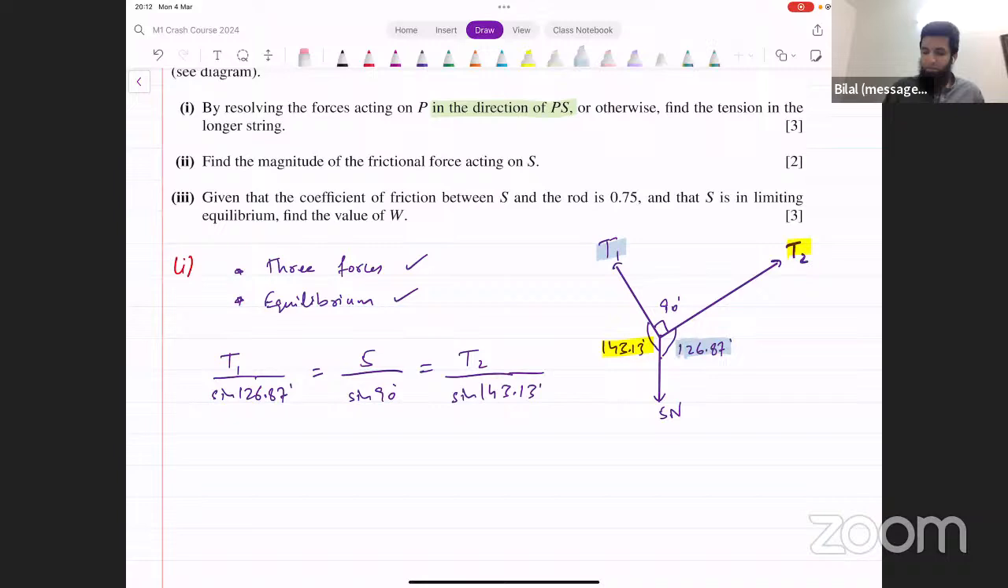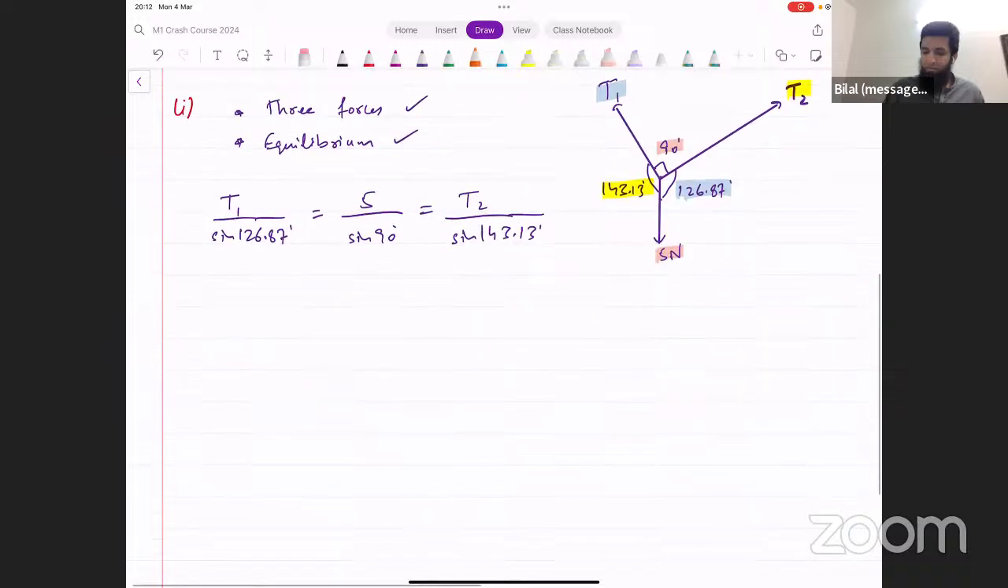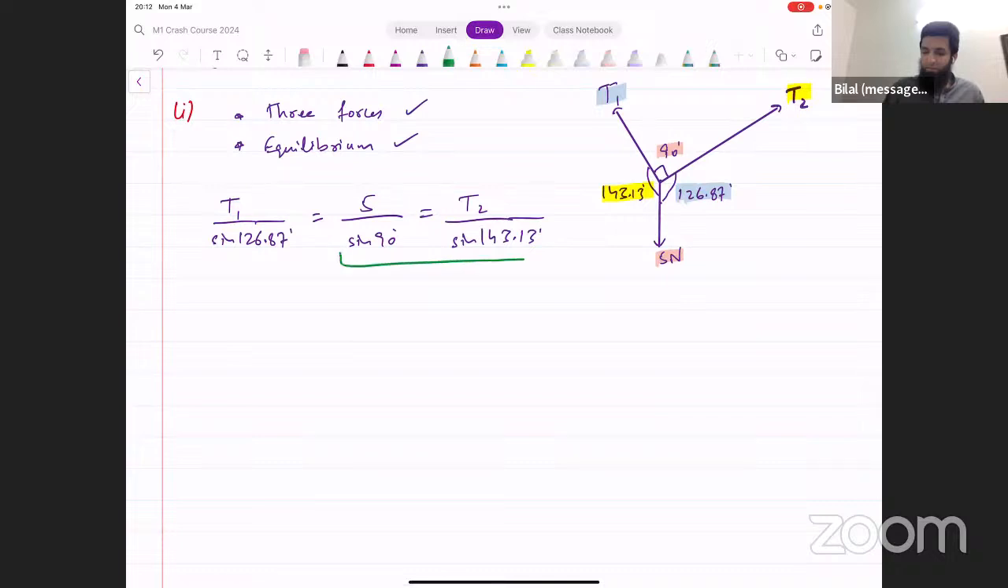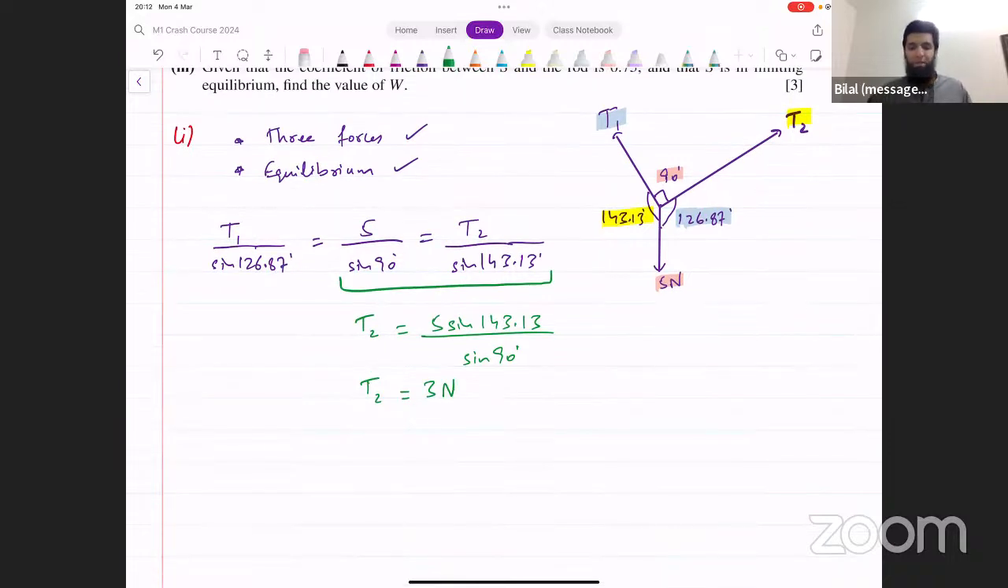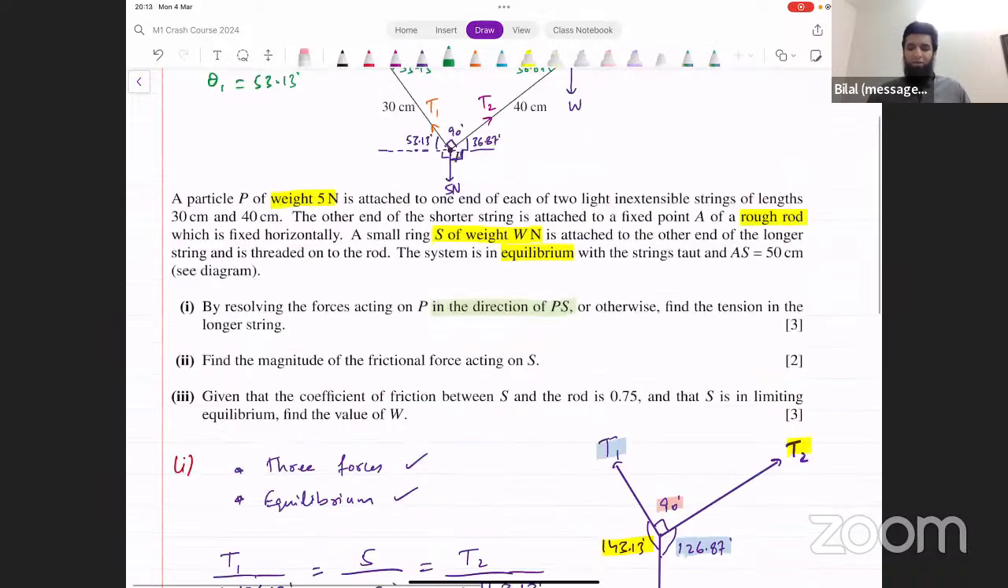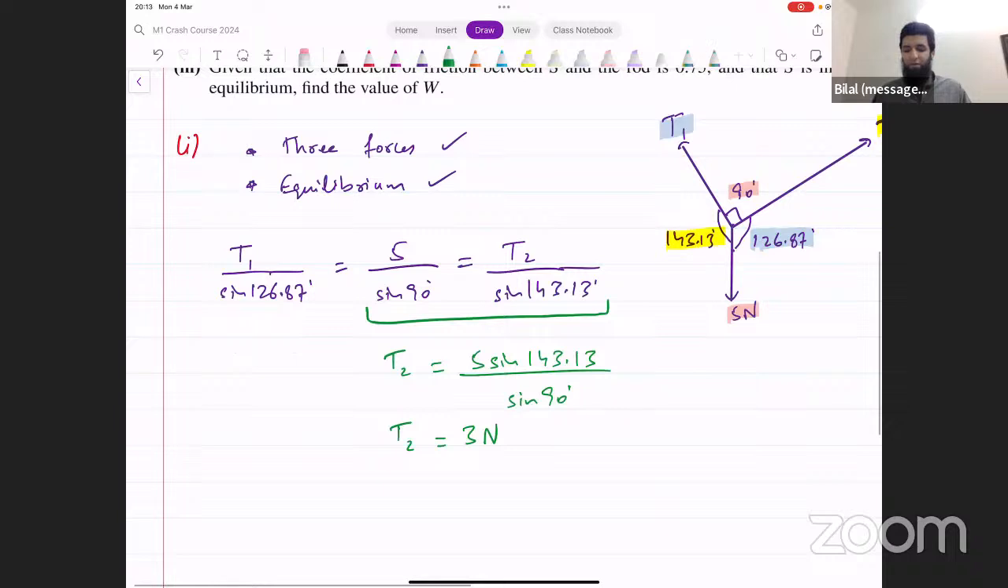Okay, so these are the forces and their corresponding angles. This is what Lami's theorem is going to give us. Now, since we're looking for T2 only, we can use this part of this equation. We can say T2 equals 5 into sine of 143.13 divided by sine of 90. And that should also give you the same result, that is 3 Newton. That could be another idea that you could use here. Lami's theorem, that's also very quick. Once you figure out the angles, that's all that you have to do after that.